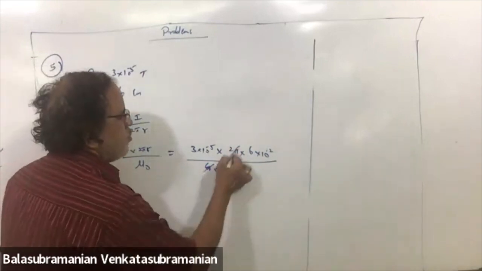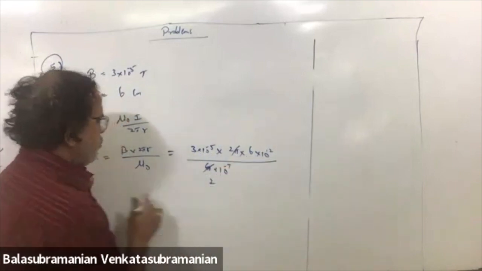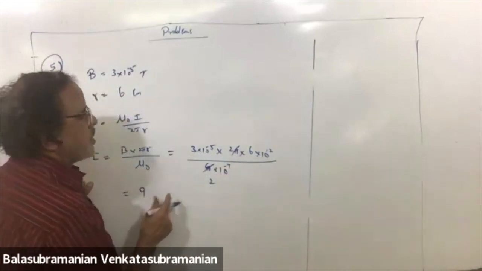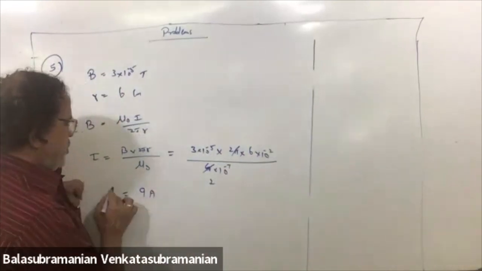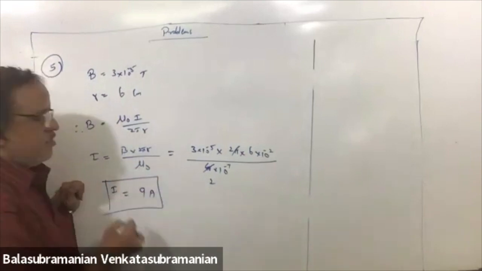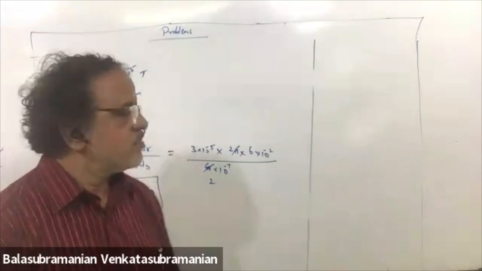So 2 times here, 18 by 2 is 9. 10 power minus 7, minus 7 cancels. 9 ampere. 9 ampere is the answer. Straight problem.